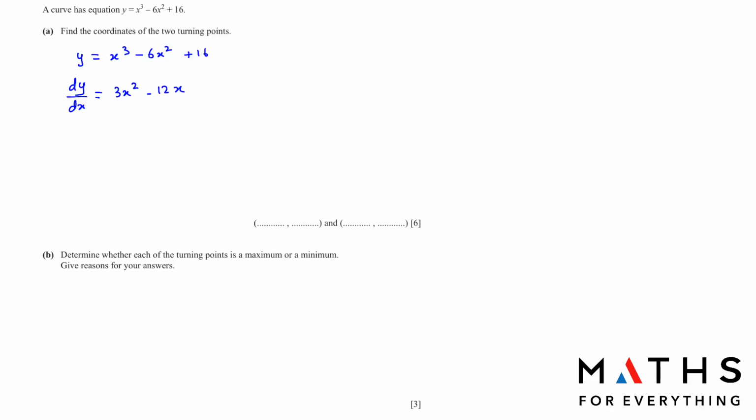Because it is a turning point, you need to write down the statement also. At turning point, your dy over dx is equal to 0. So we are going to replace dy over dx with 0. As you can see, it's a quadratic equation. You have to factorize it.